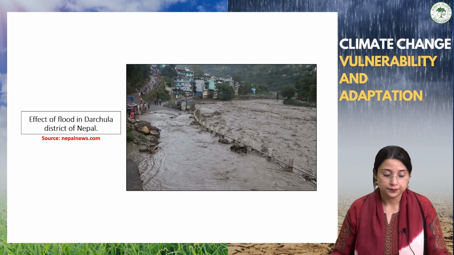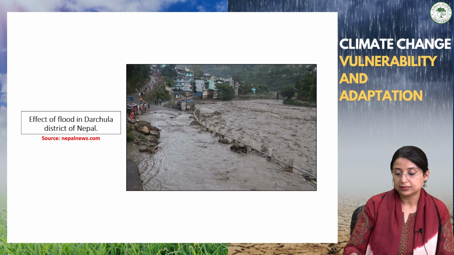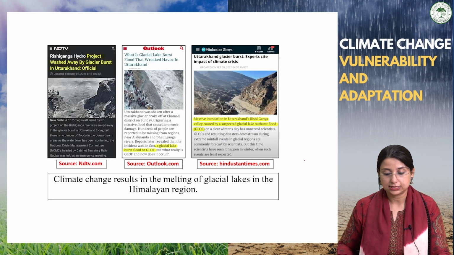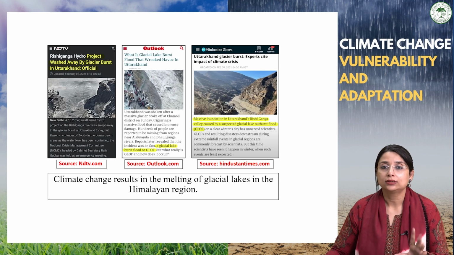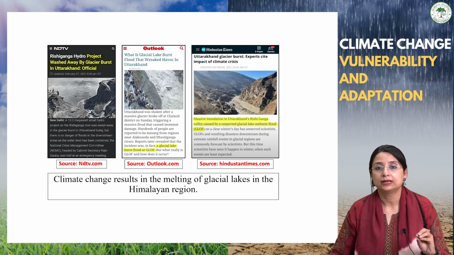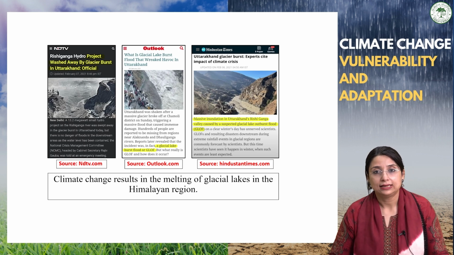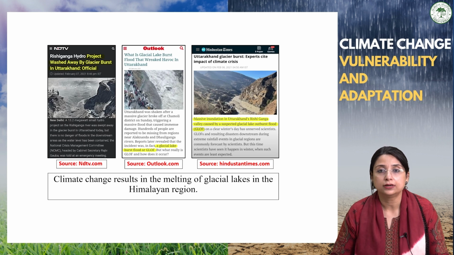Just see the effect of flood in Darchula district in Nepal. See just what is the effect of flood in this district. So the thing here, we just took the example of the 2013 Glacial Lake Outburst Flood. But what I have said, this region intermittently experienced several events of Glacial Lake Outburst Flood.